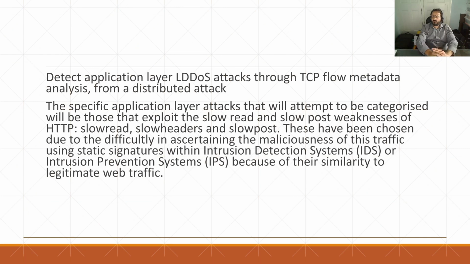So what were the research objectives for this experiment? Basically, it was to detect application layer low-rate DDoS, distributed denial of service attacks, through TCP flow metadata analysis, using some machine learning algorithms. So why low rate? It's a very interesting subject, because DoS attacks were studied a lot. However, low-rate DDoS attacks were studied, but not to such an extent.